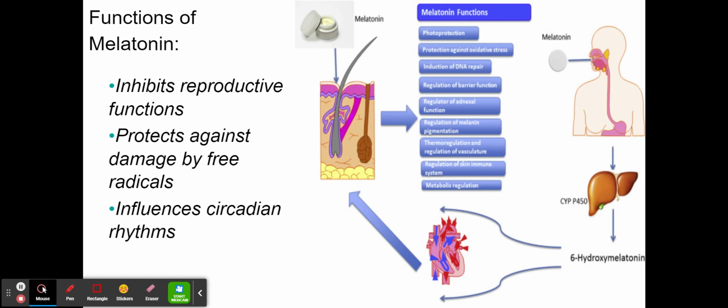2. Protect against damage by free radicals. Melatonin is a very effective antioxidant. It may protect the CNS neurons from free radicals, such as nitric oxide or hydrogen peroxide, that may form in active neural tissues. And finally, 3. Influencing circadian rhythms.